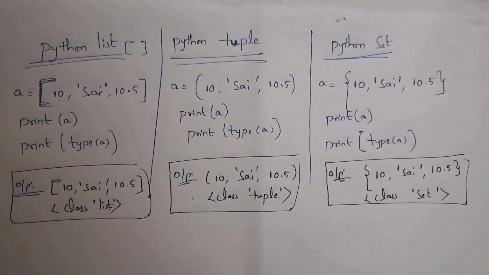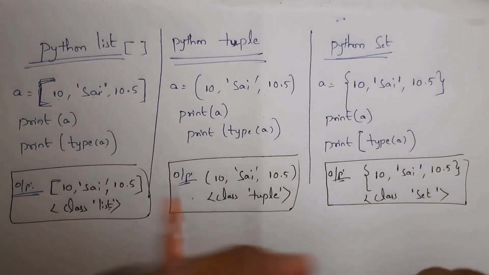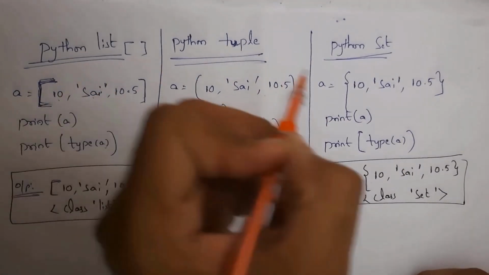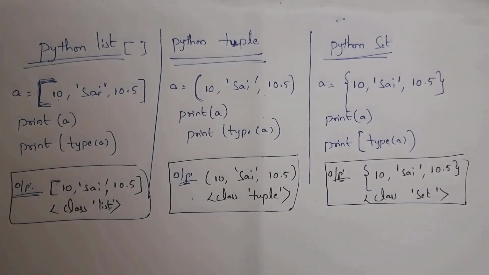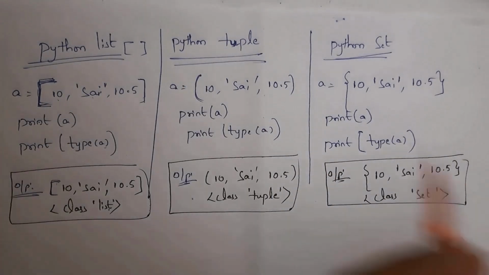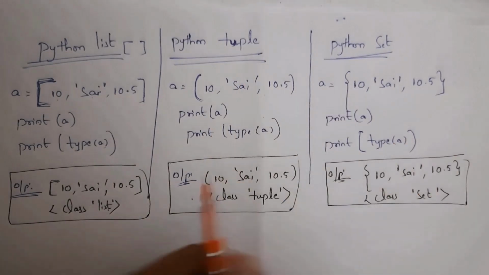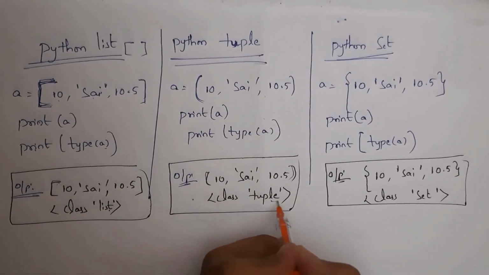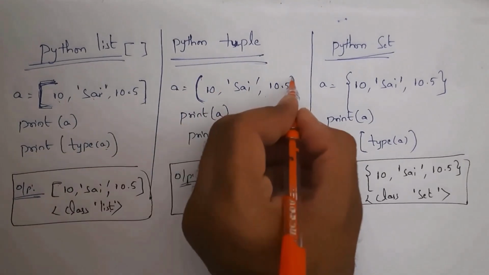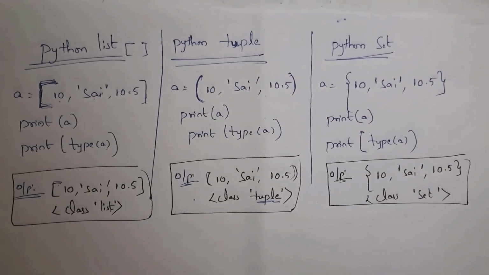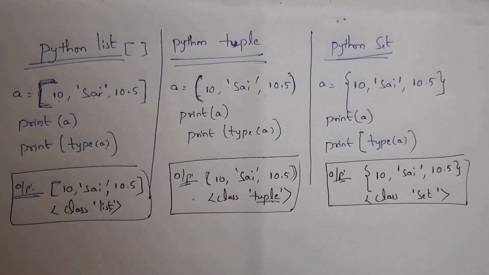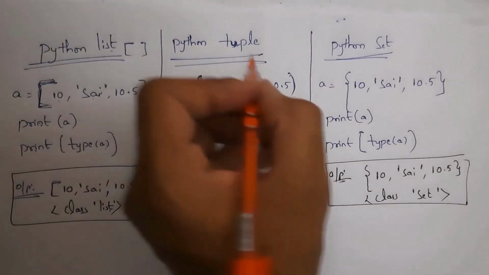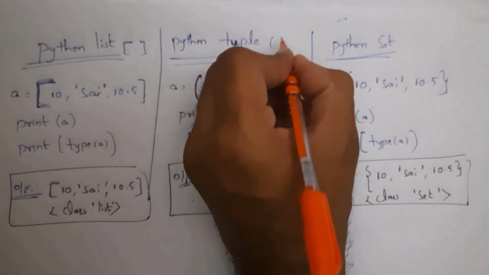Next, I will explain Python tuple. This Python tuple is the same as Python list. The only difference is that in place of square brackets, you need to use normal brackets. That's it. Whenever you execute this program, you will get output 10, Sai, and 10.5 in normal brackets. And then you will get class tuple, because here I am using normal brackets. So I will get output tuple. This is an example of Python set. Here for Python list, we need to use square brackets, and for Python tuple, we need to use normal brackets.